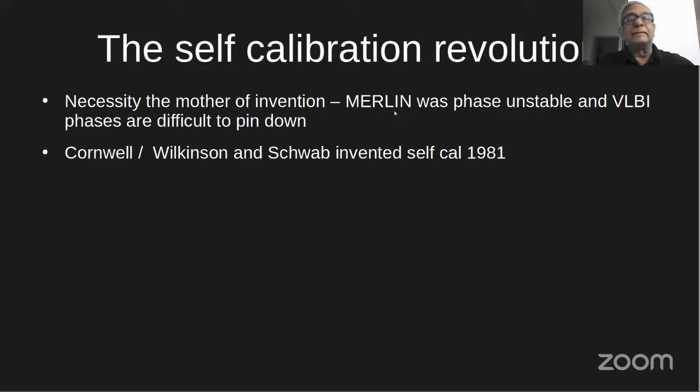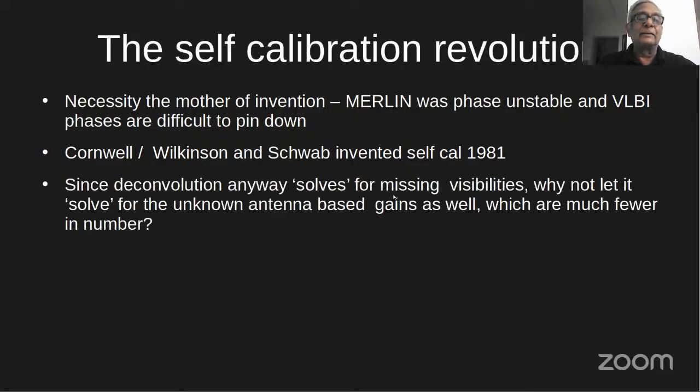So then two independent groups, Cornwell and Wilkinson at Jodrell Bank and Schwab at NRAO, invented what we now call self-calibration. I'll tell you very briefly what it is. It happened in 1981, and it completely changed the scene. And today, everyone uses it. Right? Everyone. And again, somewhat tongue-in-cheek, the philosophy behind self-cal is the following.